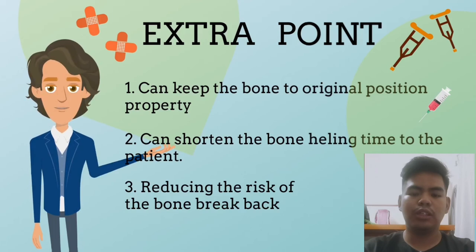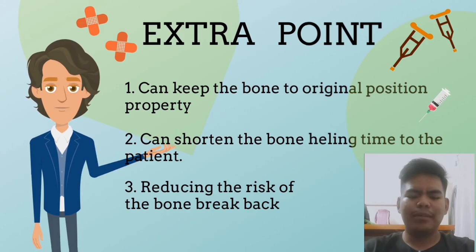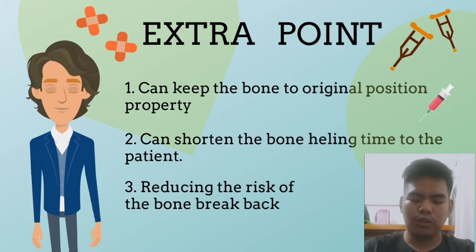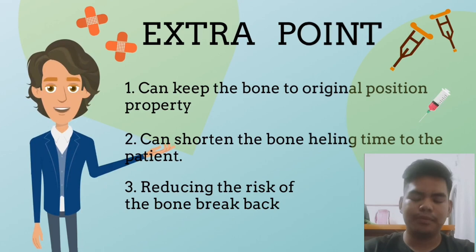Now I want to present my part, the importance of metallic implant material. First point, it can keep the bone in its original position properly. This is done by mounting an iron pin on the bone. Second point, it can shorten the bone healing time for the patient, so the patient does not have to worry about being away from daily work for a long time. And the last point is reducing the risk of the bone breaking again.